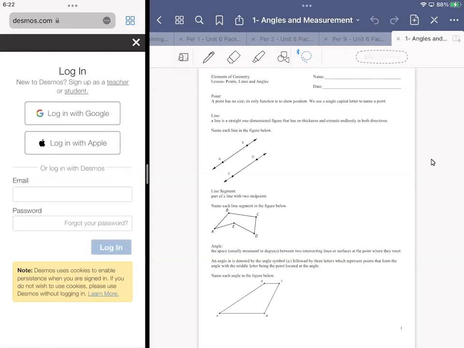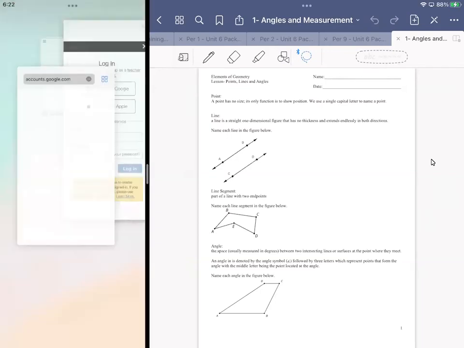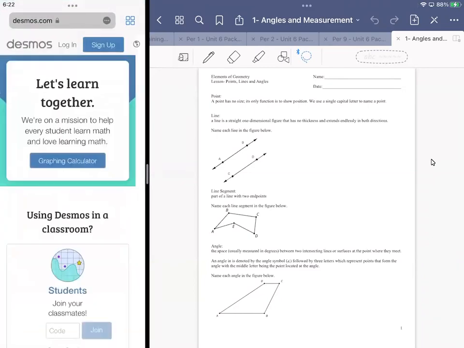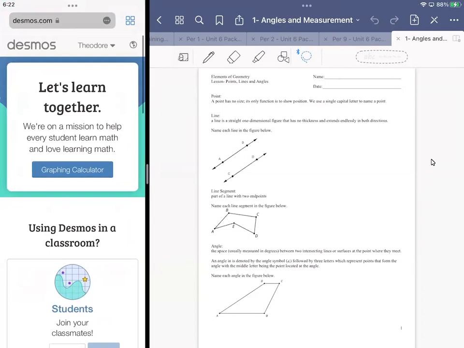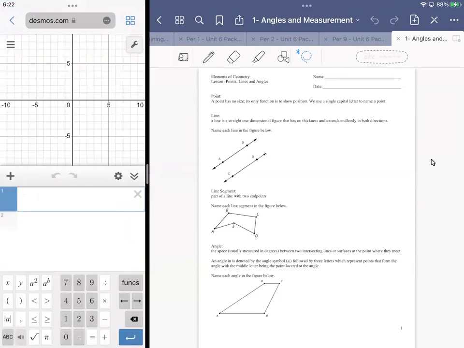Right, so I'm just going to log in because I have my account. All right, and when you're logged in, you just tap on graphing calculator. Now there are other types of calculators that Desmos has, but we'll just use graphing calculator for the time being.